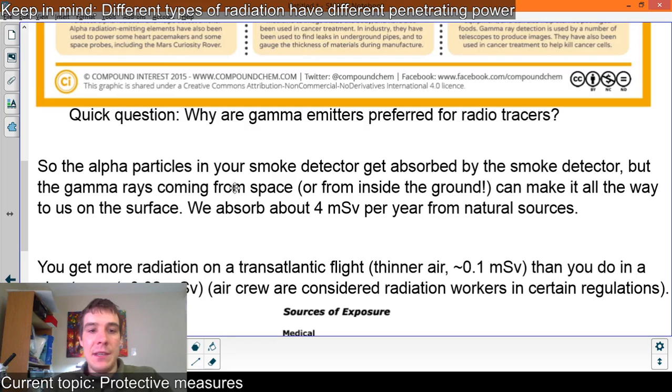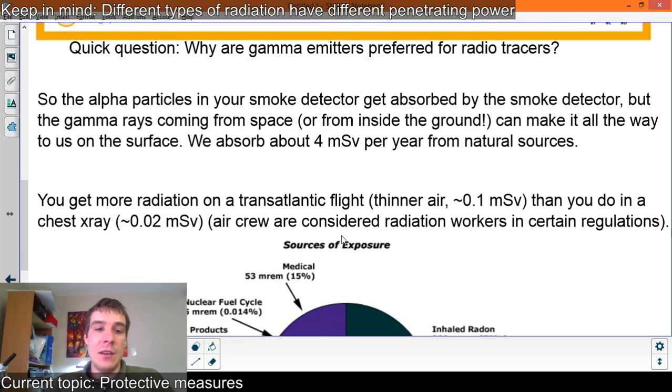But gamma rays from space, or even from radioactive stuff in the ground, can make it all the way to us on the surface. So if you live in a place with a lot of granite and bedrock that has uranium in it, you're actually getting extra radiation just from that, and you can't avoid it. You can't avoid the stuff coming from space either. I'm getting radiation right now from the cosmic rays. They're just hitting me. It's fine. And we absorb about 4 millisieverts per year from natural sources. That's just a measure of radiation.